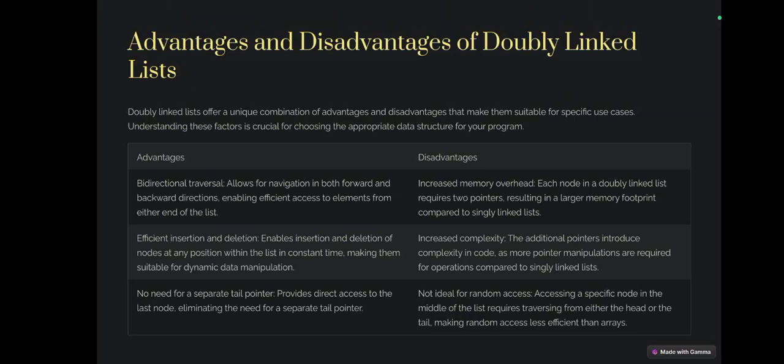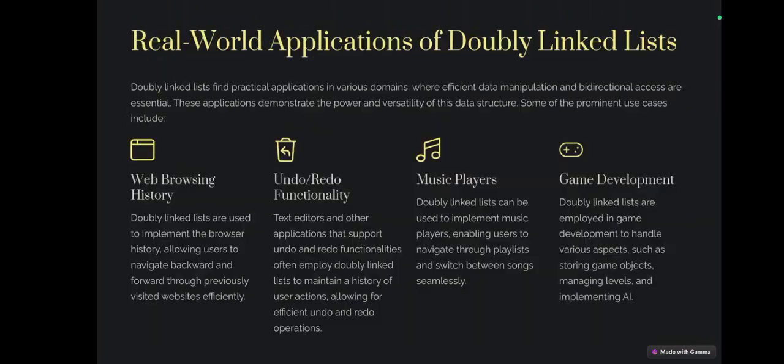The disadvantage of doubly linked lists is increased memory overhead. Each node in a doubly linked list requires two pointers, resulting in a larger memory footprint compared to singly linked lists.